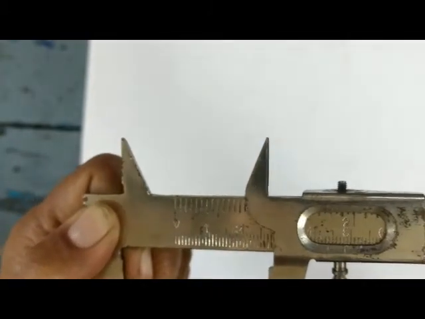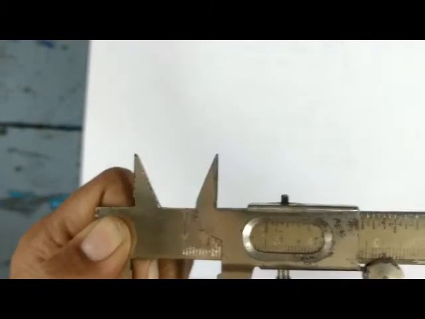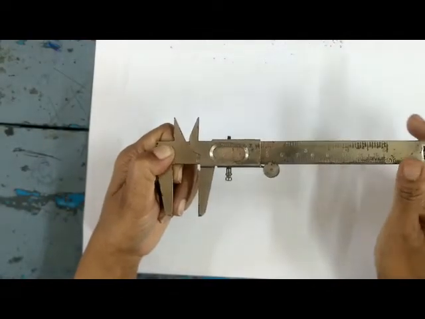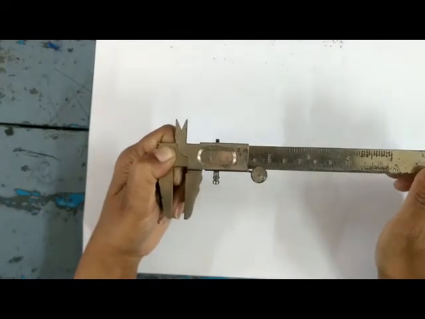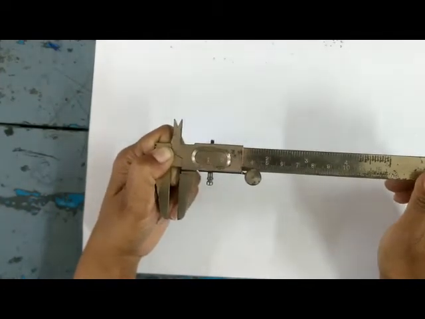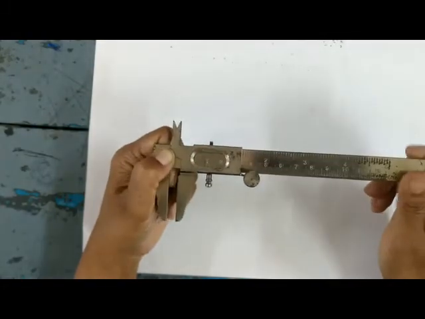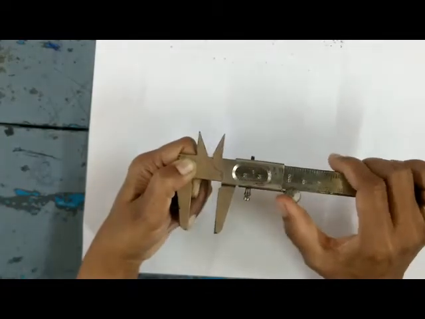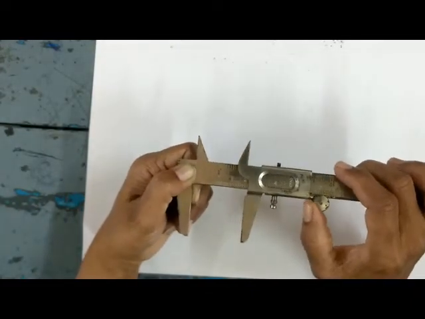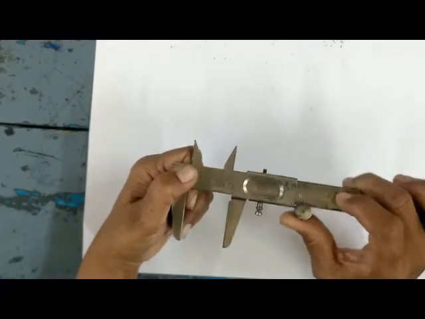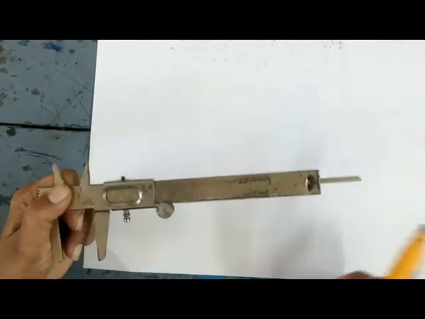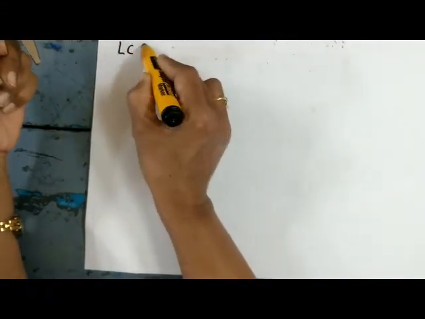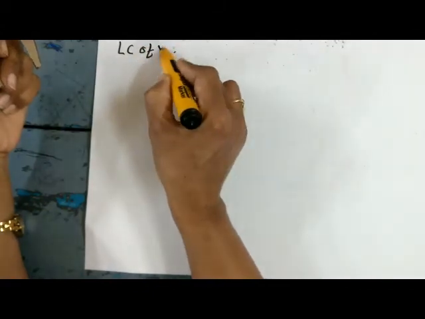Firstly, I will tell you about the least count. What is meant by least count? Least count means the smallest division that can be used when measuring components. It is necessary to perform measurement down to the smallest unit using the least count. Firstly, the least count, LC, of the vernier scale.